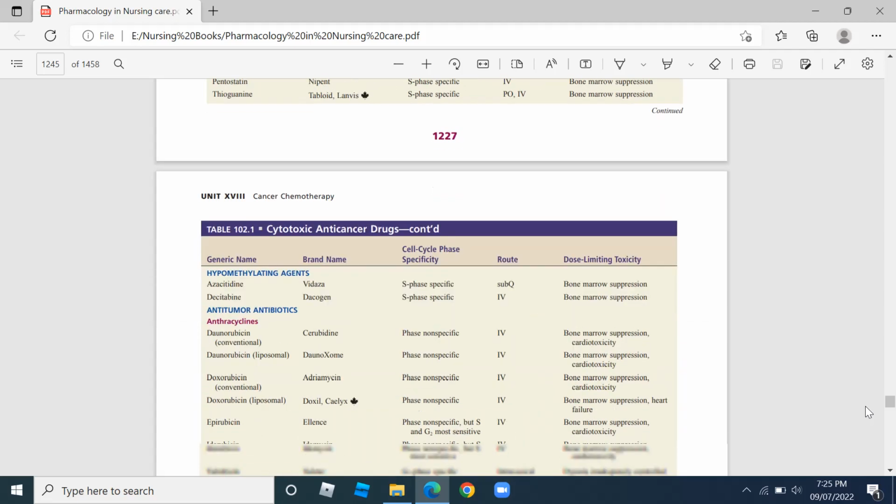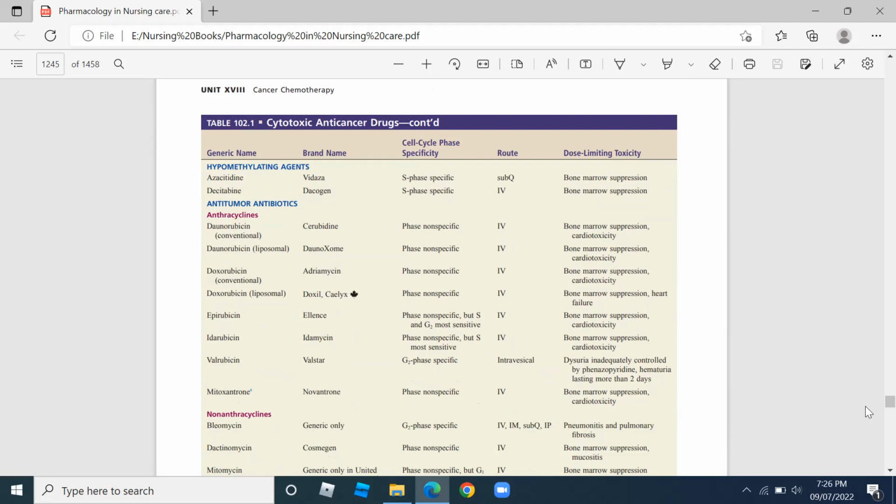Now come towards another class of drug, that is hypomethylating agents. Hypomethylating agents include two drugs, that is azacitidine and decitabine, and these are also phase specific. The route of administration for azacitidine is subcutaneous, and the dose limiting toxicity is the same as that of the previous one.